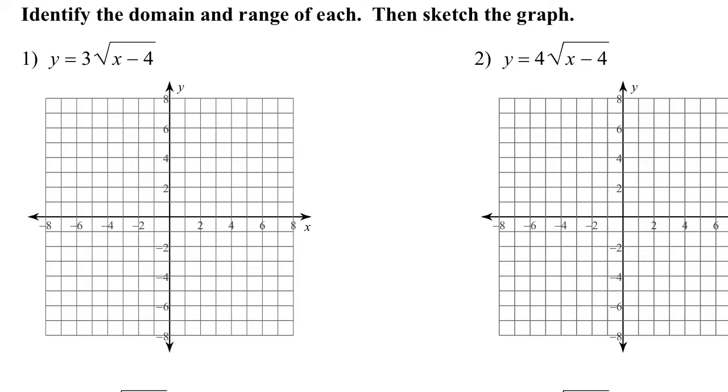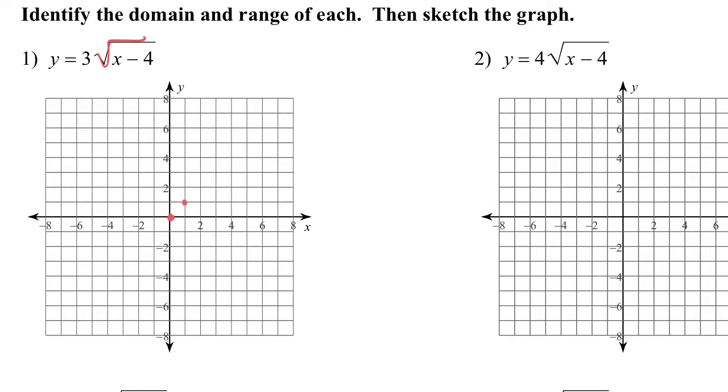Okay, we're looking at graphing square roots with transformations. To do that, you need to remember your parent function, and then you need to know your transformation rules. The square root parent function, whenever you have a square root sign like that, looks like this.